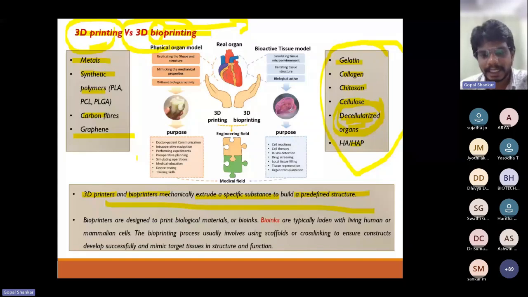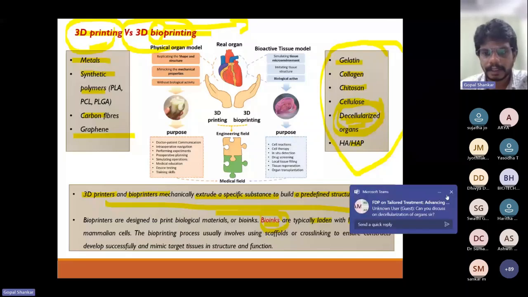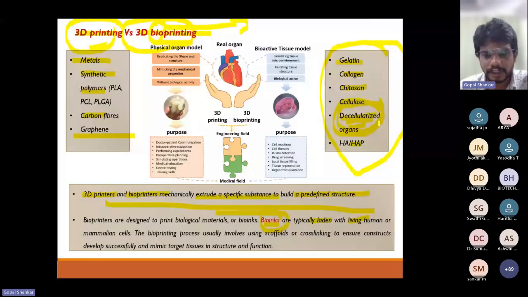Bio inks are basically cell-laden, human cells or mammalian cells, that involve the use of scaffolds or cross-linking agents to ensure that the constructs are properly developed to mimic the target tissue in terms of structure and function.